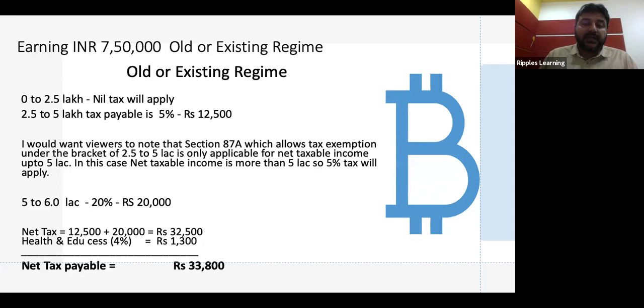If you see, health and education cess getting added to it is 1,300, and net tax payable now becomes 33,800. Is it clear? Can you see the calculation?